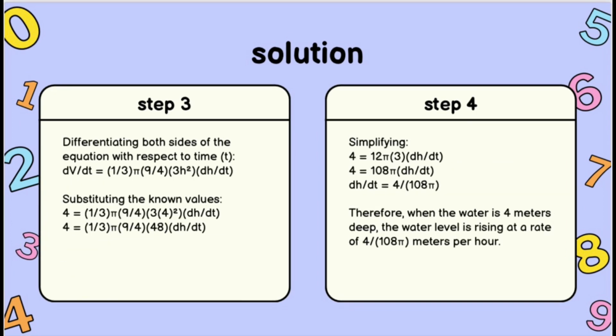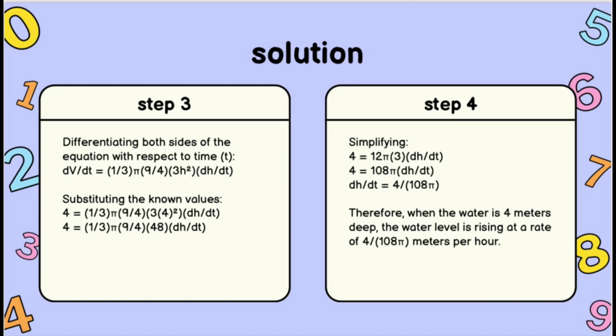Alright, let's move to step 3. Differentiate both sides of the equation with respect to time. dV over dt equals 1 over 3 pi multiplied by 9 over 4 multiplied by 3H squared dH over dt. Substituting the known values, 4 equals 1 over 3 pi multiplied by 9 over 4 multiplied by 3 times 4 squared dH over dt, which is 4 equals 1 over 3 pi multiplied by 9 over 4 multiplied by 48 dH over dt.